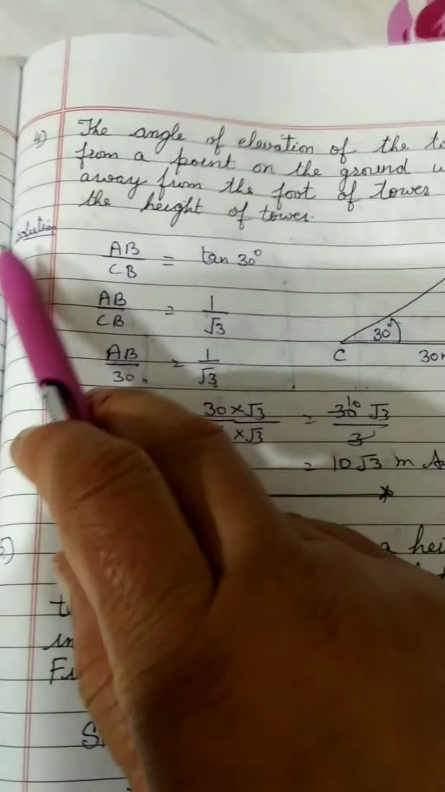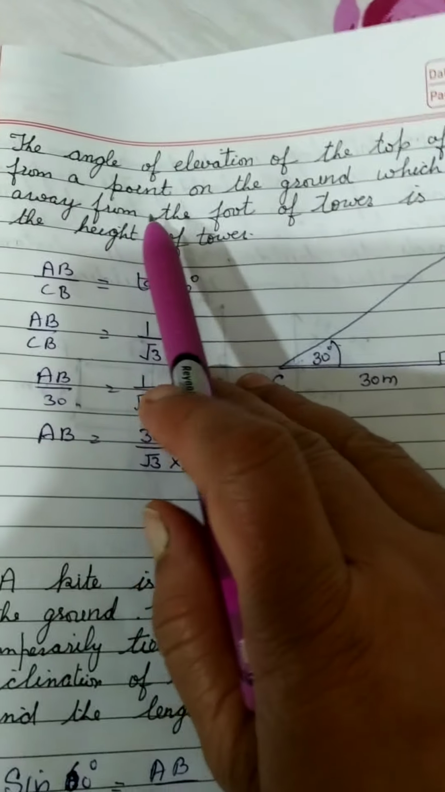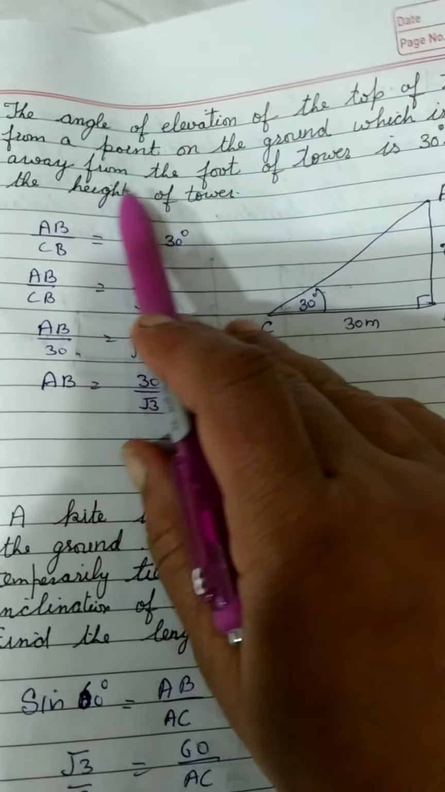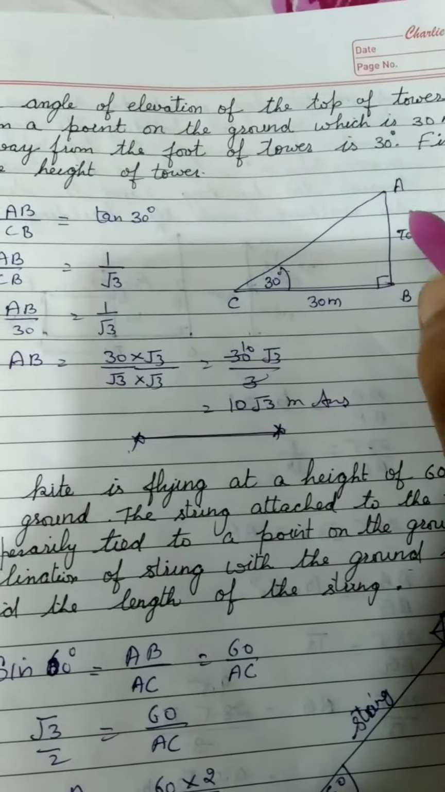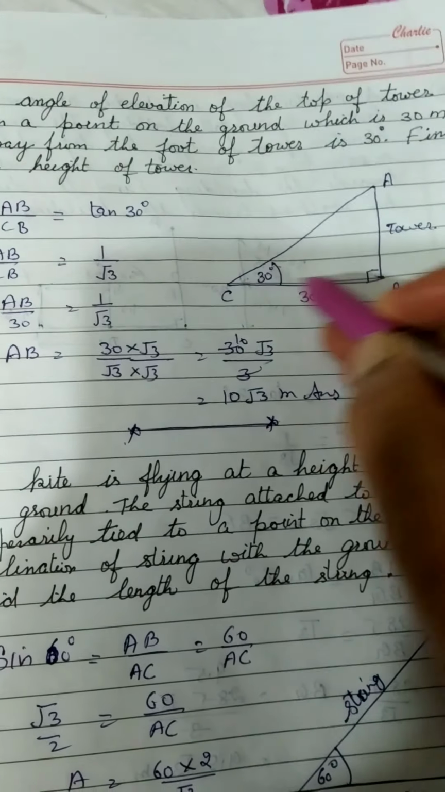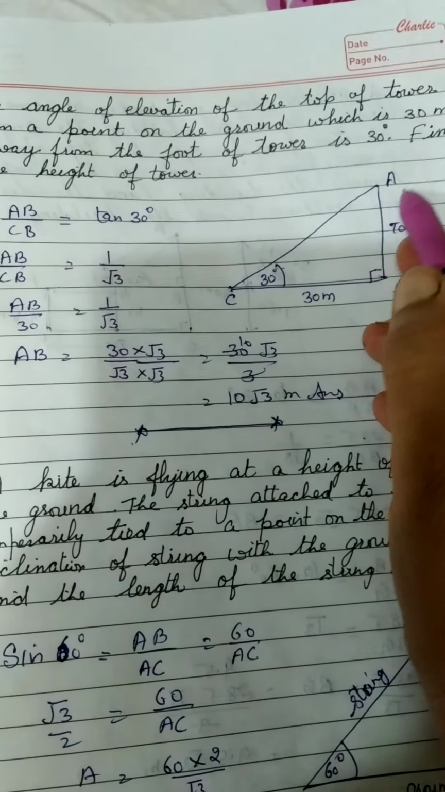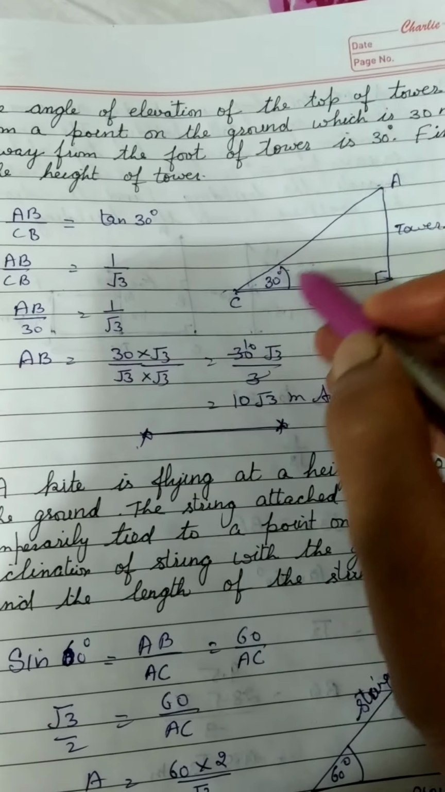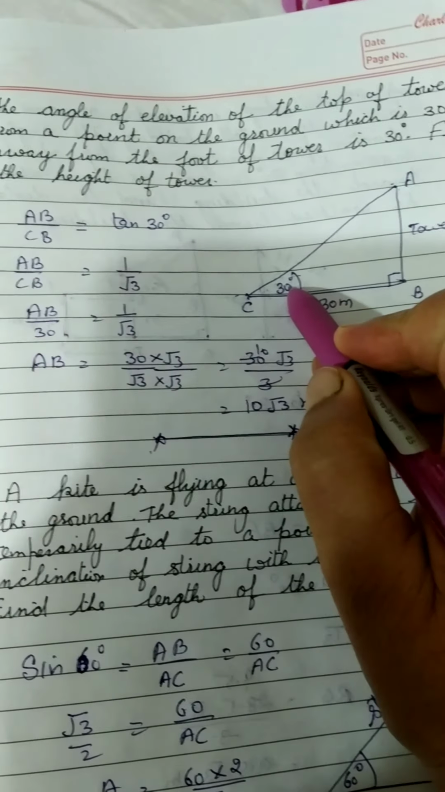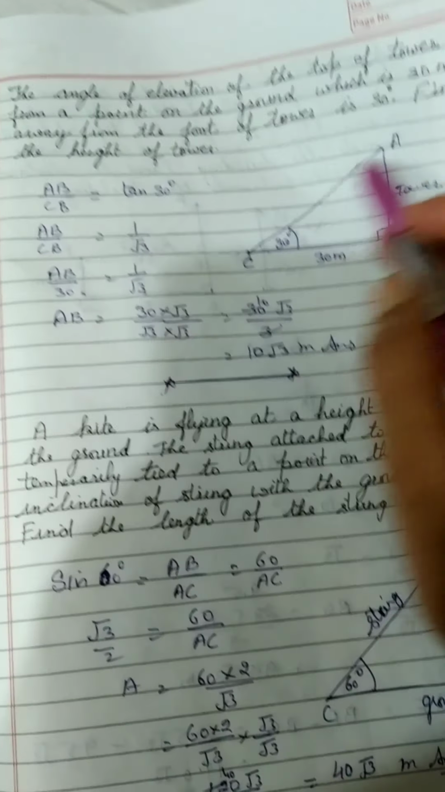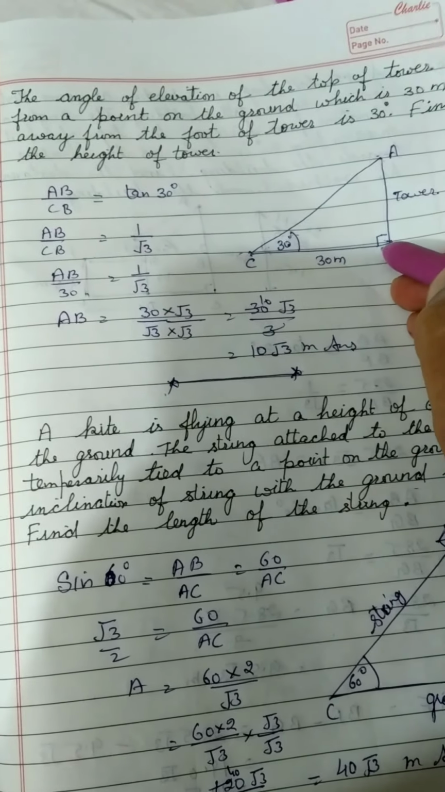Then the next question is question number 4. The angle of elevation of the top of tower from a point on the ground. This is the tower and here is the point on the ground. From here the angle of elevation of the top of tower with the ground is 30 degree. Find the height of tower. We have to find the height of tower.